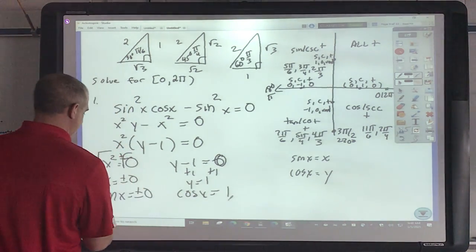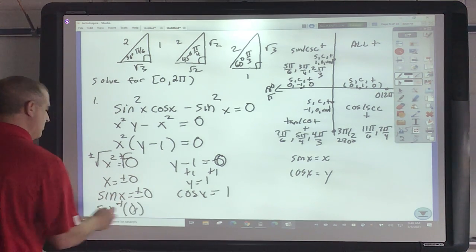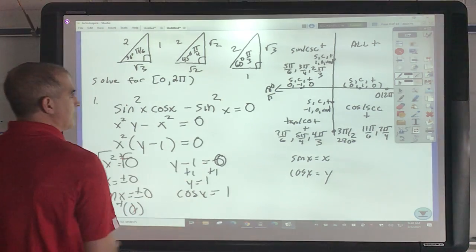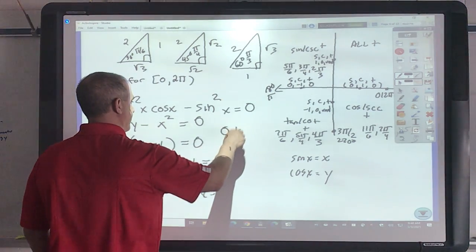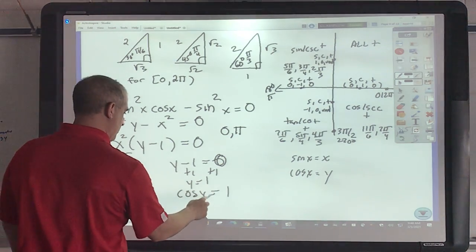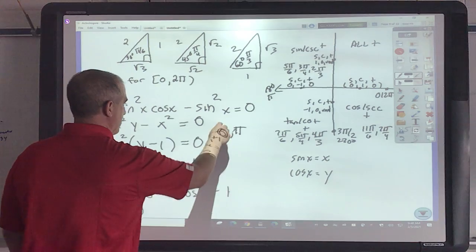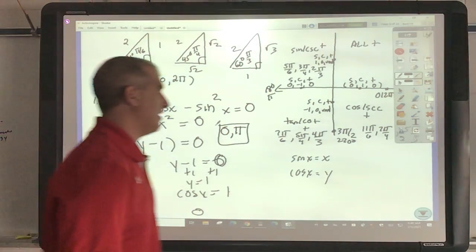So I would do inverse sine of when it's 0. When is that going to be the case? It's going to be the case at 0 and pi. And if I solve cosine of x, where's cosine of x going to be 1? That's also going to be 0, so I've already used that, so that's fine.